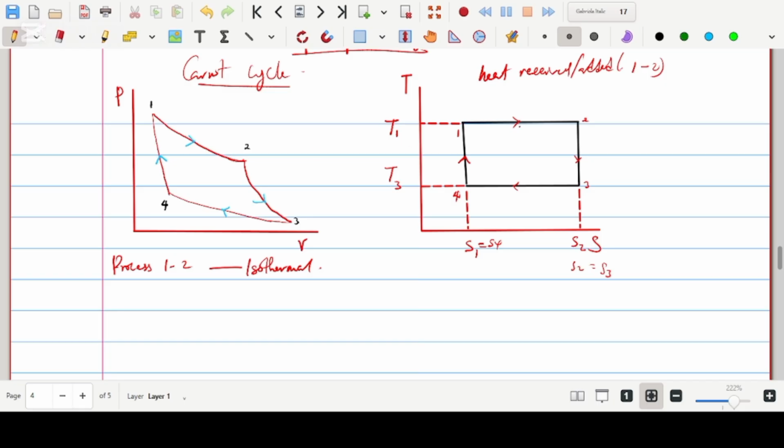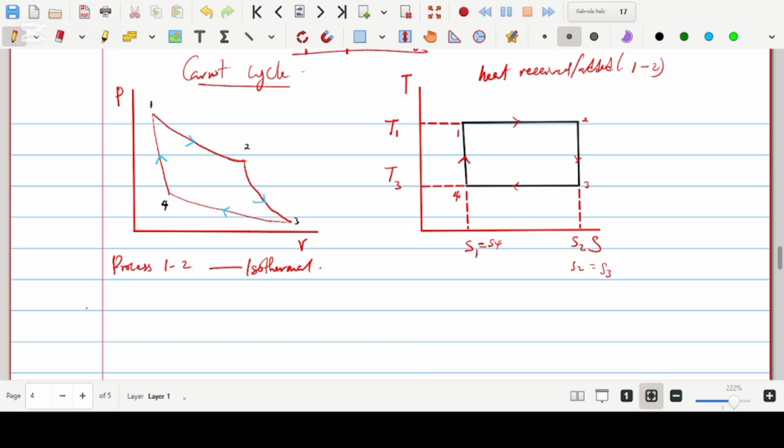Now process 2 to 3 is adiabatic expansion. It expands. This is adiabatic expansion. On the PV diagram, this is how it looks. If you are plotting it on the TS diagram, it will be a vertical straight line. Look at it. Adiabatic expansion. So it comes down.